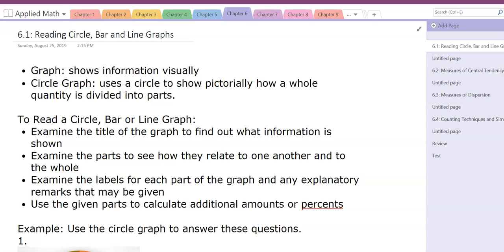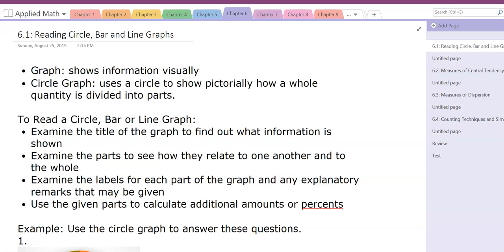So graphs allow us to see information visually. So instead of just a big list of numbers, a lot of times data is used when you're trying to present it so that it's easier for just anybody to understand what's happening in a situation. Because we can look at a big data set, and it may not mean a whole lot to us unless we really understand what happened in that data collecting process.